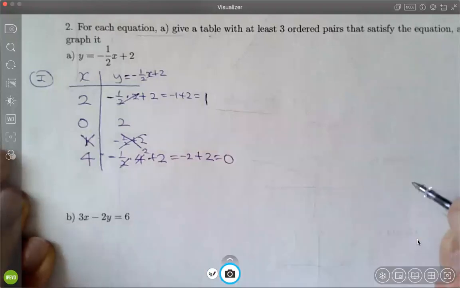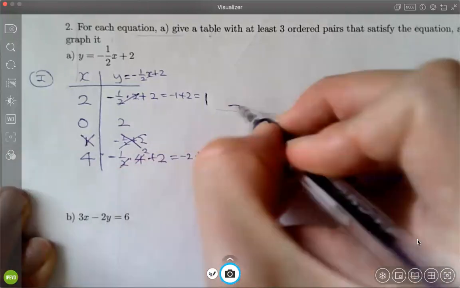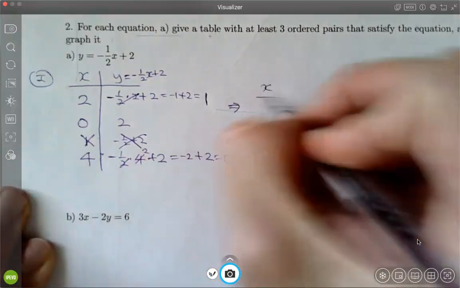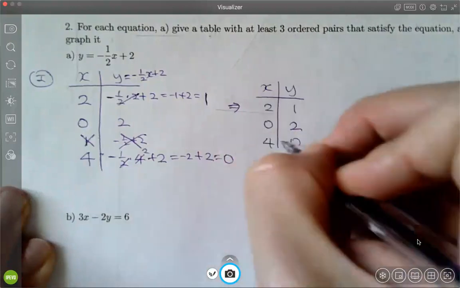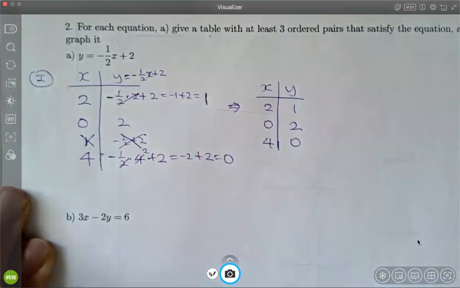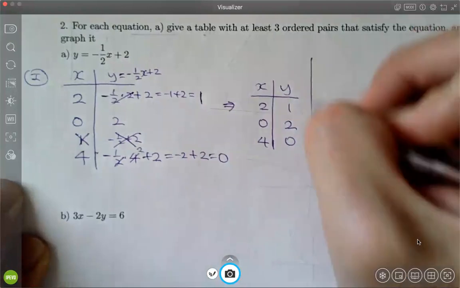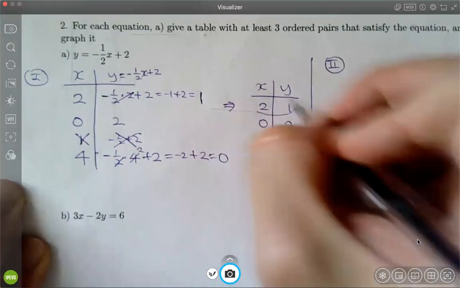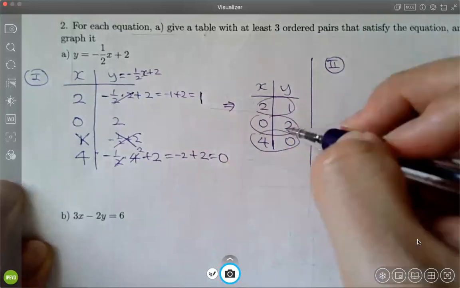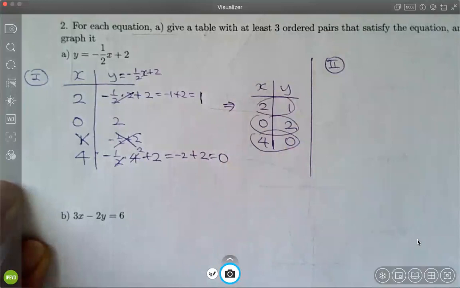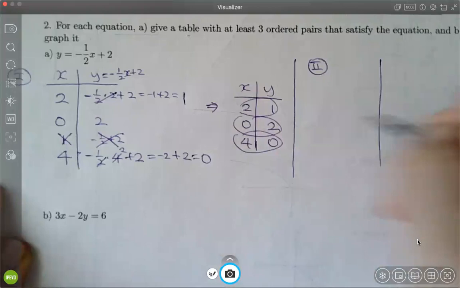Okay, so in short, what are the ordered pairs in the table? (2, 1), (0, 2), and (4, 0). Notice that each row here corresponds to a point, right? (2, 1), (0, 2), and (4, 0). So now, can we graph it? Yes. So let's graph it.